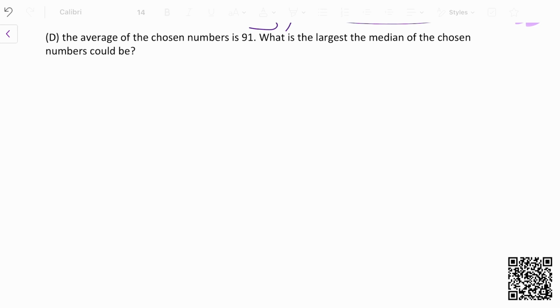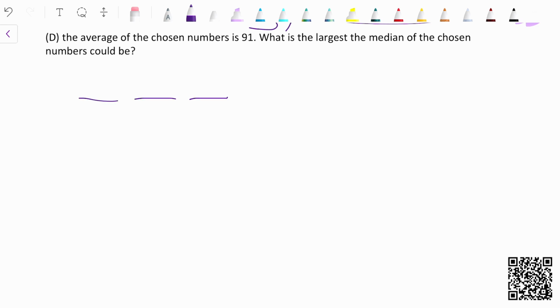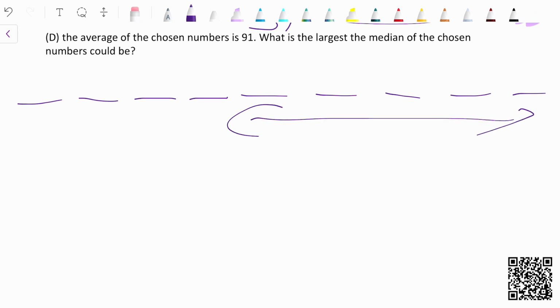And the last number, the average of the chosen numbers, is 91. What is the largest the median of the chosen numbers could be? Okay, so here, since we do have a finite number this time, since the average has to be 91, the median can't be like infinity. So 1, 2, 3, 4, 5, 6, 7, 8, 9. And since the average of the chosen numbers is 91, we can go about it the same way as last time. To make the other numbers above this number the greatest as possible, just like in the first problem, we're going to set these 5 numbers to be the same.